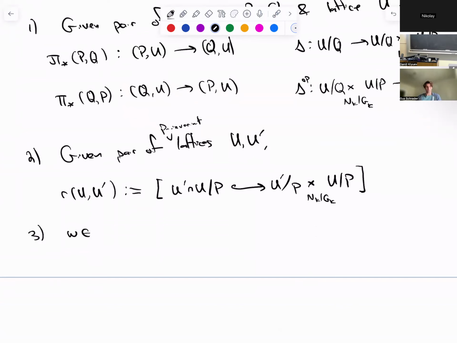Next is given any element of the extended affine Weyl group. You can write this in two ways. It's the finite Weyl group semi-direct with the cocharacter lattice, or it's also just the normalizer of the torus inside the loop group. Then there's this Y morphism, which is just the graph.